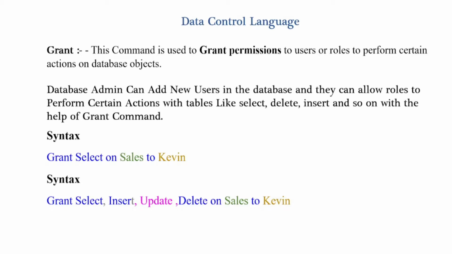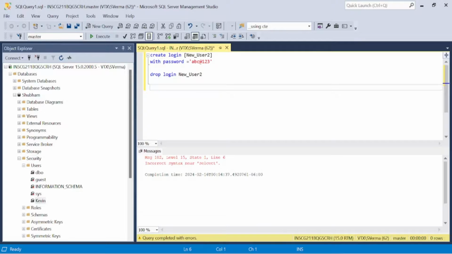And here I have mentioned the same query. So if you talk about the first query, I have given only select permission to Kevin. So let's apply the same query in SSMS. And now I will simply write my query. Grant. So I want to grant only select permission. So I'll write select. Then I will use the on keyword and the table name, which is sales. And now I will use one more keyword, which is to. And finally I will write the username, which is Kevin.